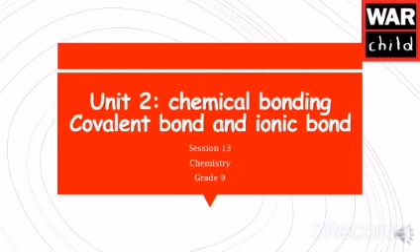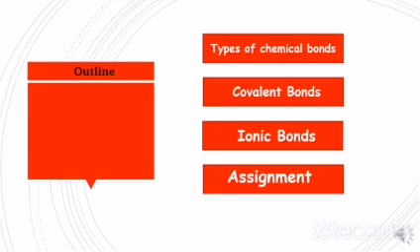Today we'll continue Unit 2, Chemical Bonding, but with a new chapter that is Covalent Bond and Ionic Bond. In today's session, we will learn the types of chemical bonds. We'll talk specifically about the covalent bonds, then about the ionic bonds, and we will finish up our session with an assignment.